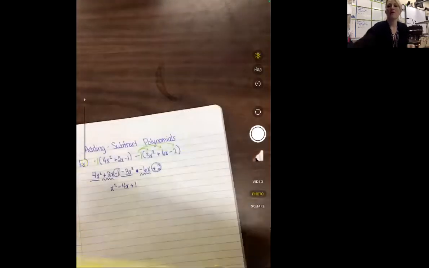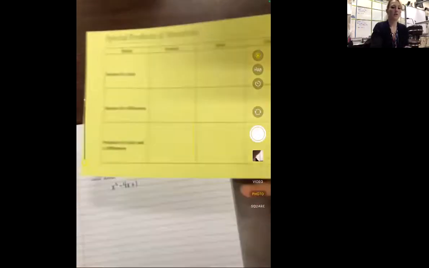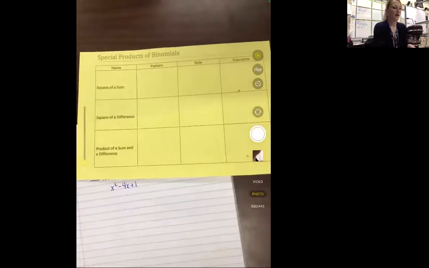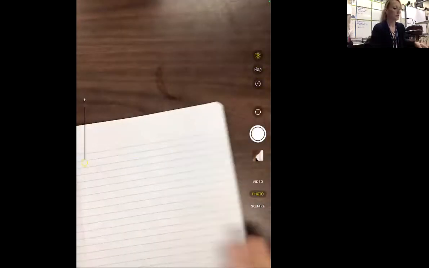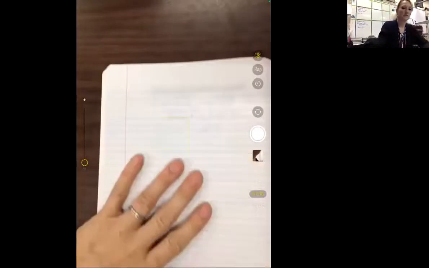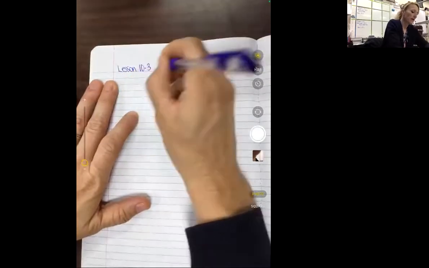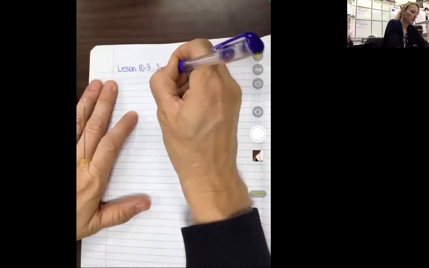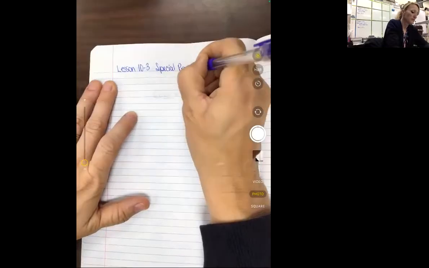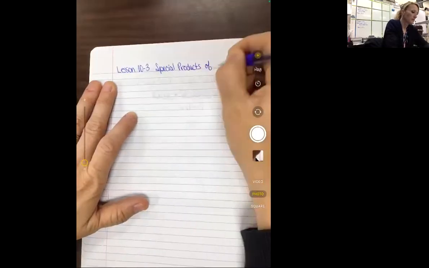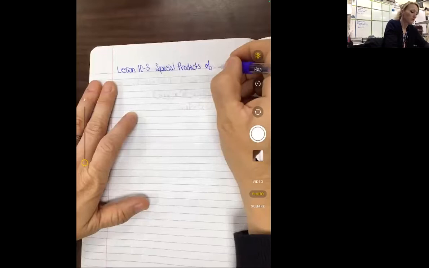So you should have been given a paper that will go into your notebook that looks like this. And this piece is going to guide us with how to do special products. So this is lesson 10-3, and it is on special products of binomials.